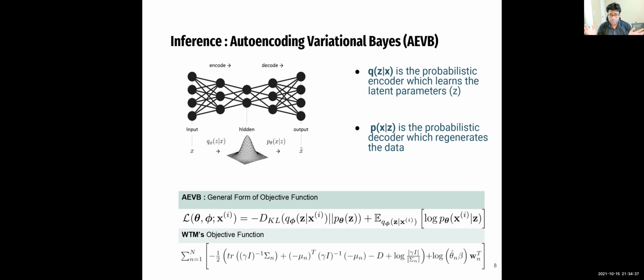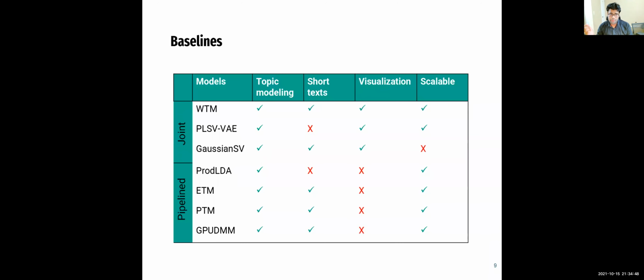Now, this is the general form for the objective function of AVV. And as you can see, this is the form for our WTM's objective function. So that was the inference part.